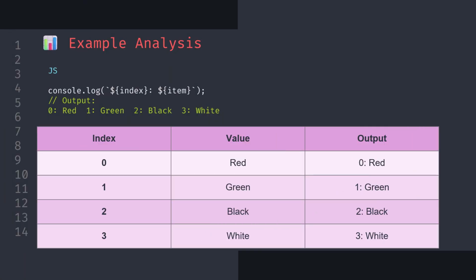This table breaks it down. Each index and value pair is printed exactly as we see in the output. This is super useful when debugging, rendering indexed items, or logging. And it's all thanks to combining the entries function with for...of.